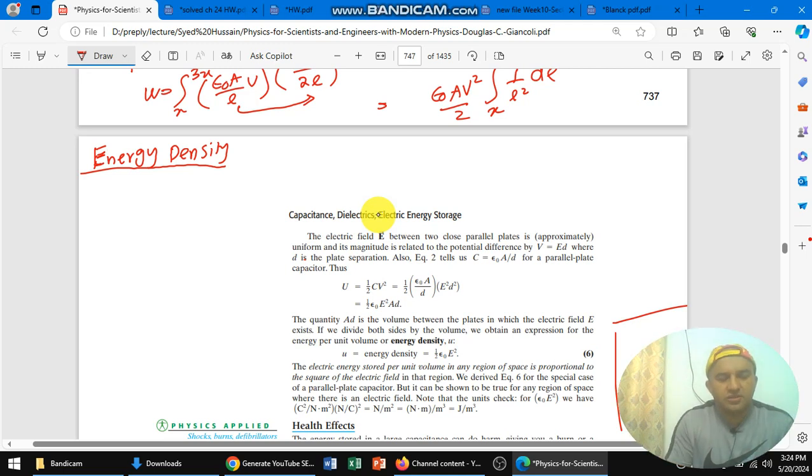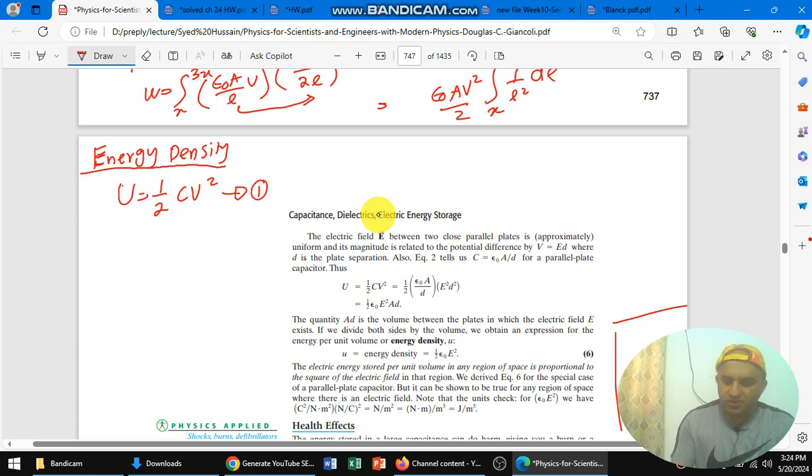Hello dear students, in this lesson I am going to discuss energy density. In the previous lessons we discussed the energy stored in the capacitor, that is given by the equation energy stored U equal to half CV square. Where C is the capacitance, that is the ability to store charge, and V is the potential difference, U is the energy stored. So energy stored is half CV square.